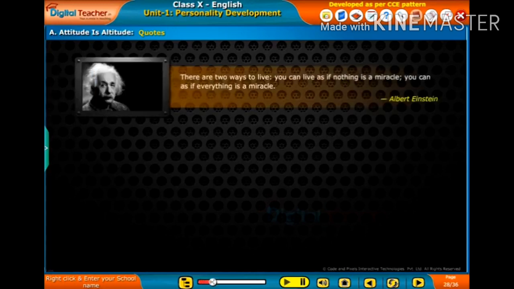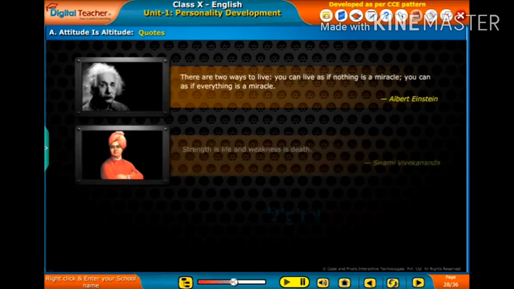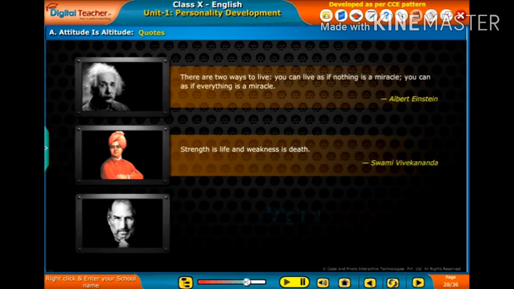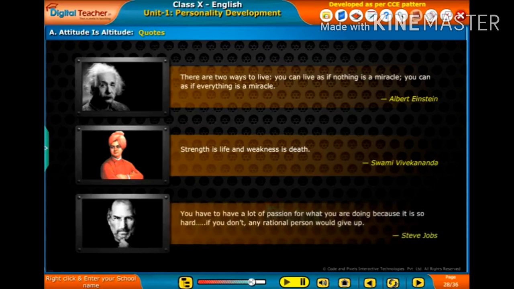Let us now observe quotes of few successful people. There are two ways to live. You can live as if nothing is a miracle. You can live as if everything is a miracle. Albert Einstein. Strength is life and weakness is death. Swami Vivekananda. You have to have a lot of passion for what you are doing because it is so hard. If you don't, any rational person would give up. Steve Jobs.